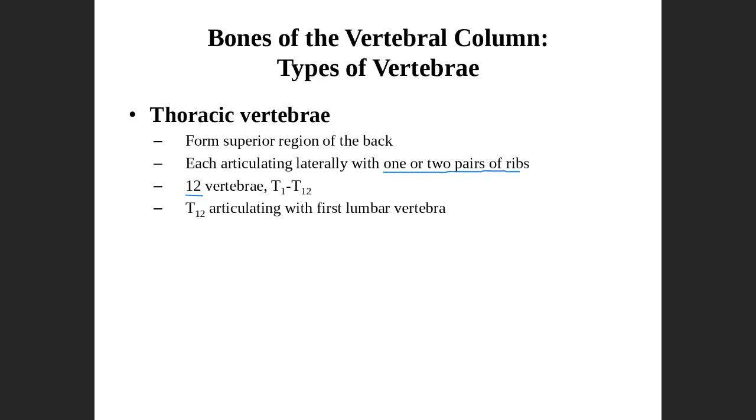in this class. Has anyone ever heard of a cervical rib? C7 can actually have a small little rib coming off of it. And the first lumbar vertebrae can sometimes get a lumbar rib. You can get a small, tiny rib coming off of the lumbar vertebrae. But for our purposes, ribs are only in the thoracic spine.